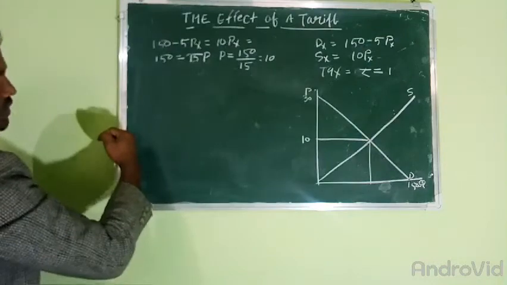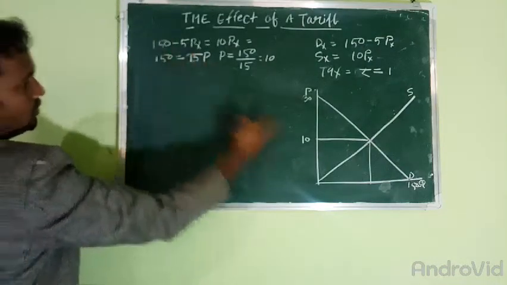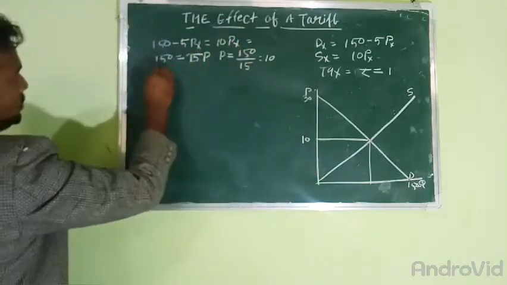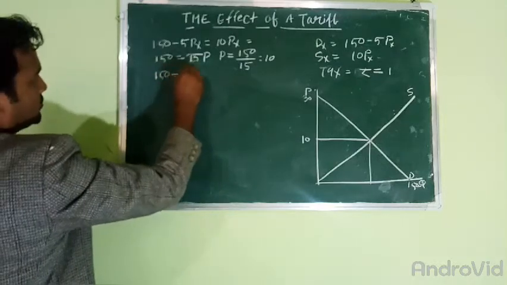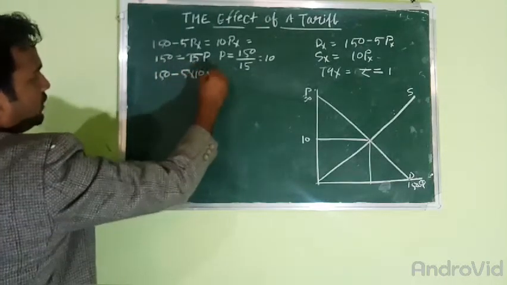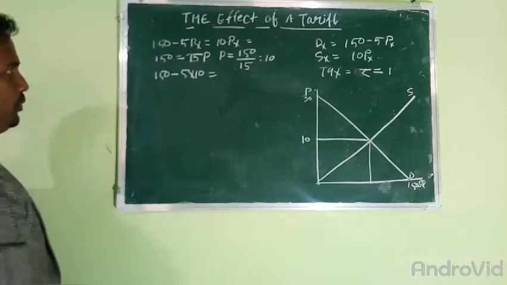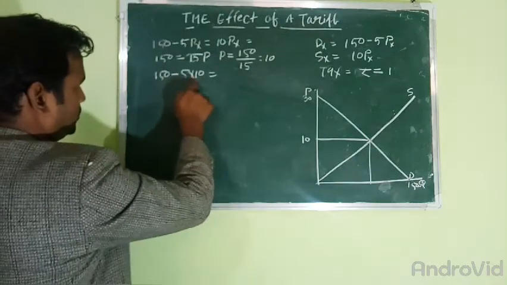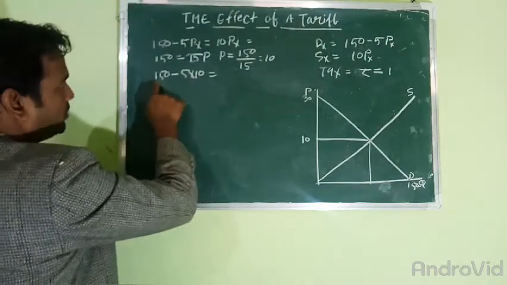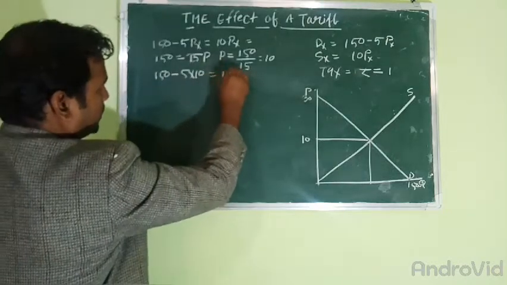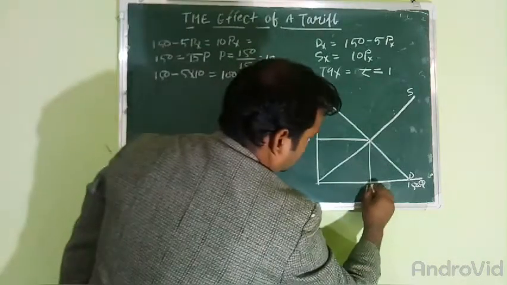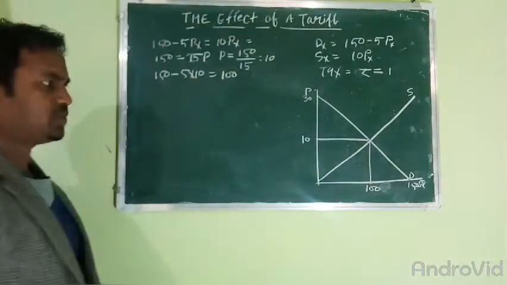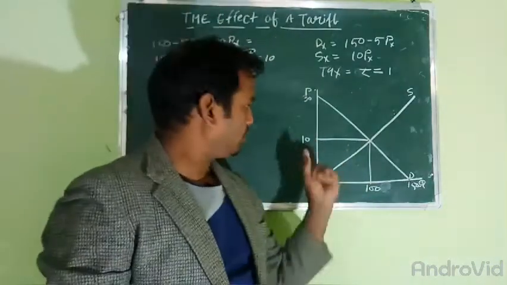The equilibrium quantity you can also find by putting 10 in place of p. So 150 minus 5 into 10, that is 150 minus 50, which means 100. So you have quantity 100, and supply and demand are both 100 quantity.